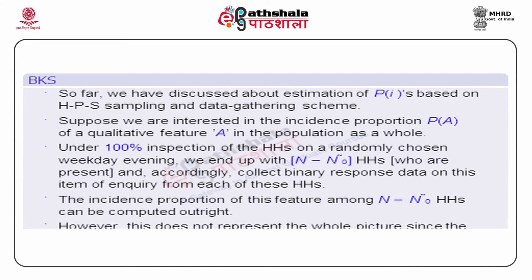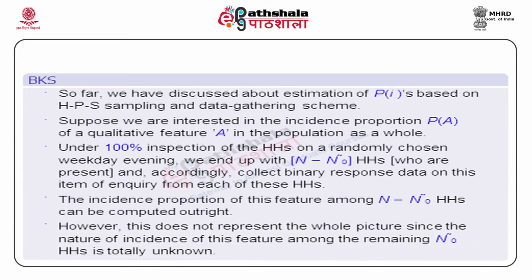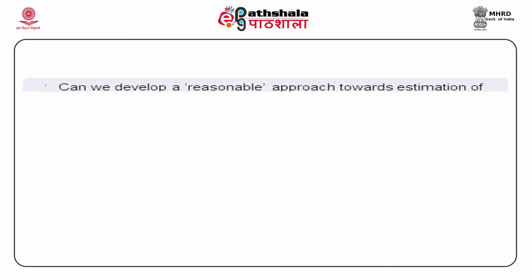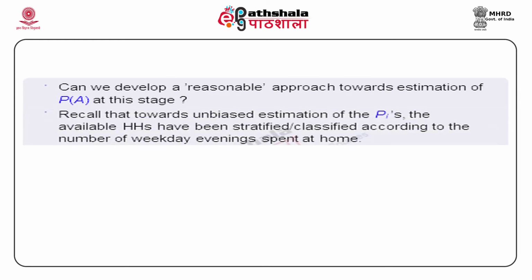Therefore, I can always compute their incidence pattern, PA, how many are possessing the attribute, etc. Everything can be done. This does not represent the whole picture, since the nature of incidence of this feature among the remaining N0 tilde households is totally unknown. But we can have a projection. Can we develop a reasonable approach towards estimation of PA at this stage? That is what we have tried to understand. Recall that towards unbiased estimation of Pi's, the available households have been stratified or classified according to the number of weekday evenings they spent at home.